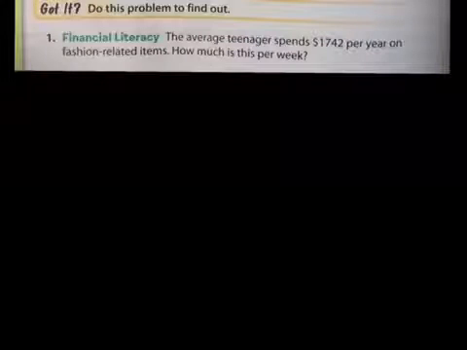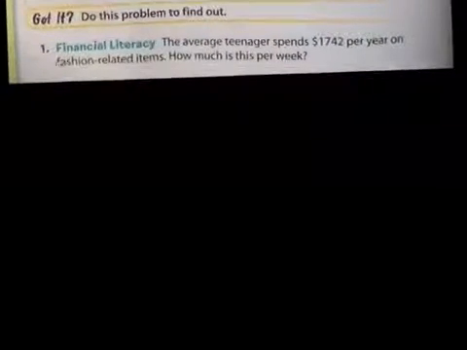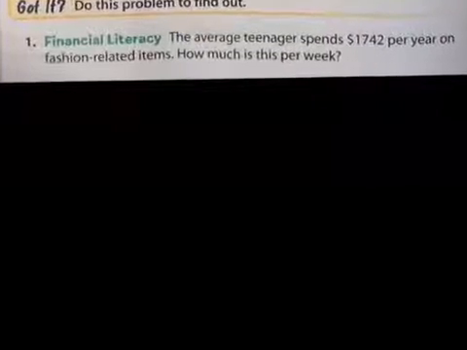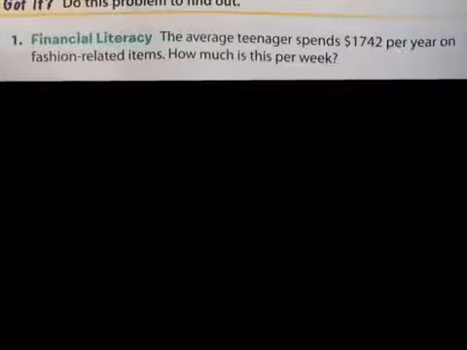Okay, now let's try this with financial literacy, meaning money. We're going to learn to talk about money. And who doesn't like to talk about that? Financial literacy. The average teenager spends $1,742 per year on fashion-related items. So the new shoes, new belts, a nice new hat, and some people include fashion as like their new cell phone cover and whatnot. How much is this per week?